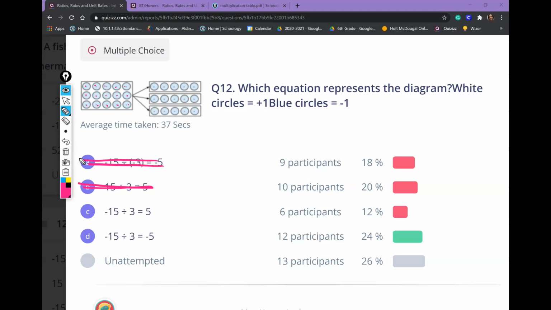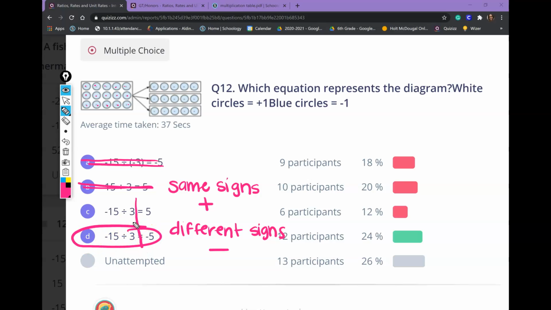Then going through C and D, I have to remember my rules. This goes for multiplying and dividing. As in, one number is negative and one number is positive, or one number is positive and one number is negative, my answer is going to be negative. My quotient or product is going to be negative, so I'm going to look past the equal sign. Which one has a -5? D. D is my answer.